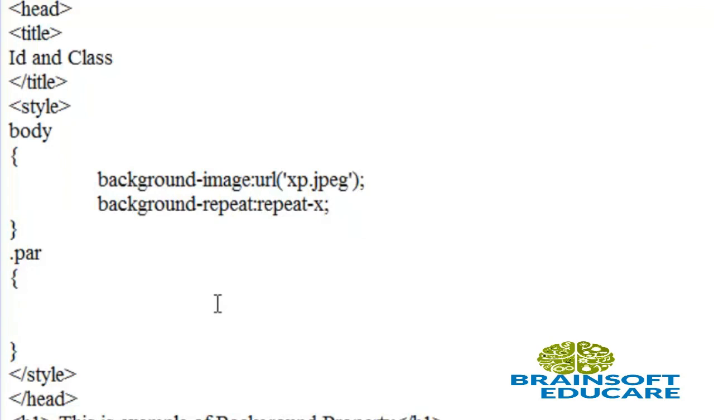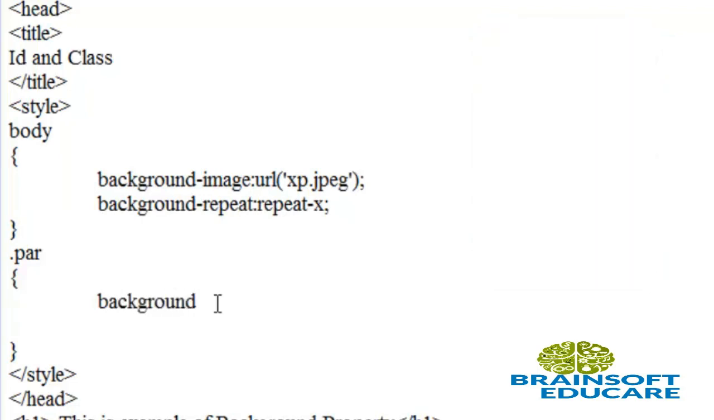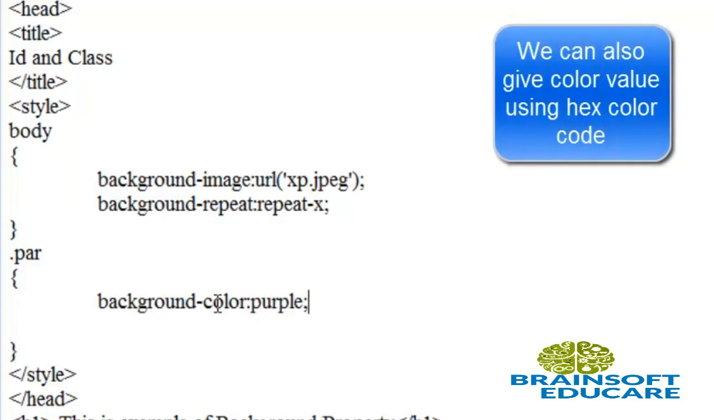Now we can also set the background color of various elements or the body. I want to set the color of the paragraph class, so the background-color property is used. I want to set background-color equal to, here you can also supply a hash code, which is the code for a color, and it is defined by a hash and RGB values.